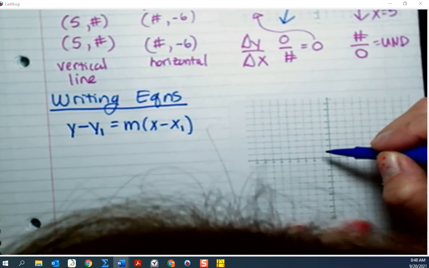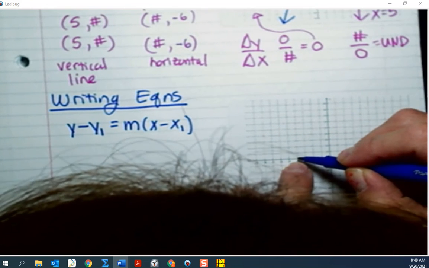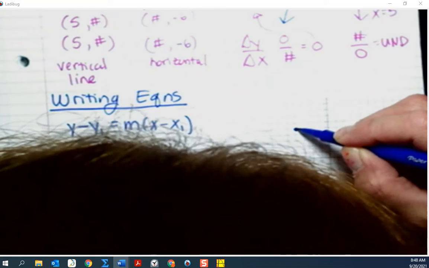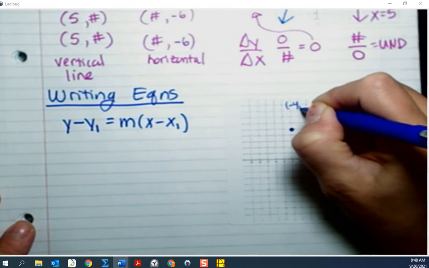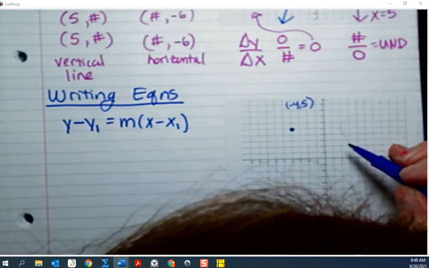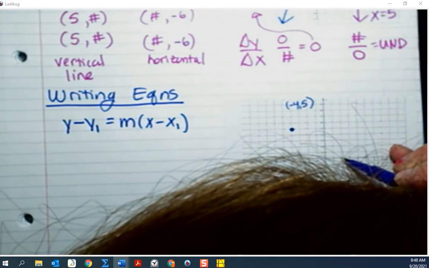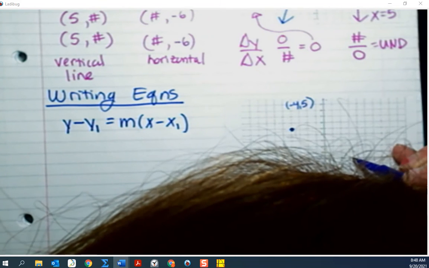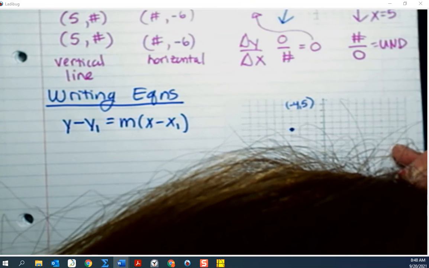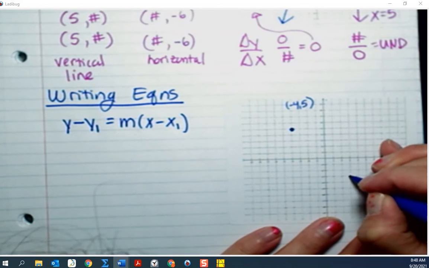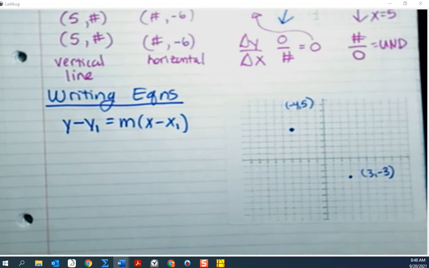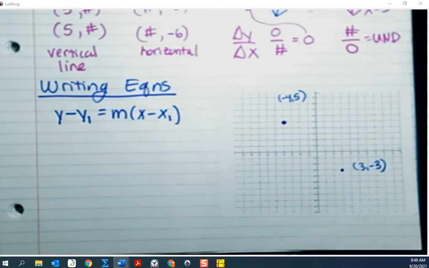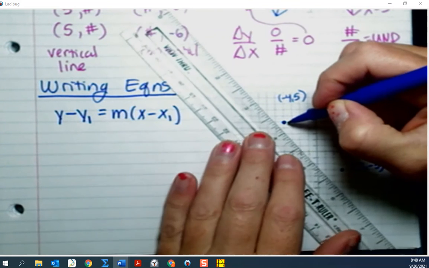So now I actually have to get you to put some points up here. So let's go ahead and plot -4, 5, and 3, -3. So there are my 2 points. And use a straight edge because I want us to be able to tell where this y-intercept might be.